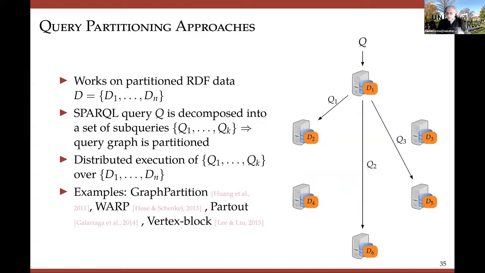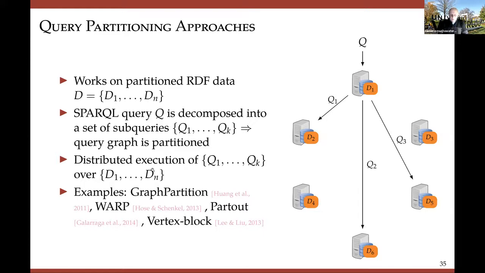Let me jump into the three types of scale-out systems I'm going to talk about. The first one is query partitioning systems. These start with a partitioned data set. So D1 to D6 are the partitions. We've already partitioned the RDF graph. Now we partition the SPARQL query, so we get subqueries, and the idea is that we want to partition the SPARQL query in such a manner that I can execute each of these as independently as I can, on one of the worker nodes.